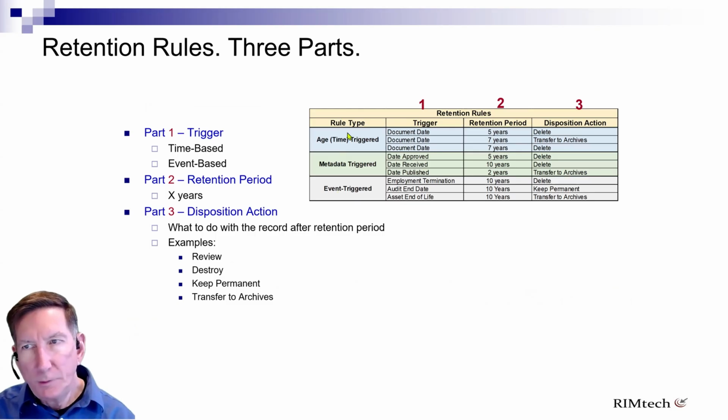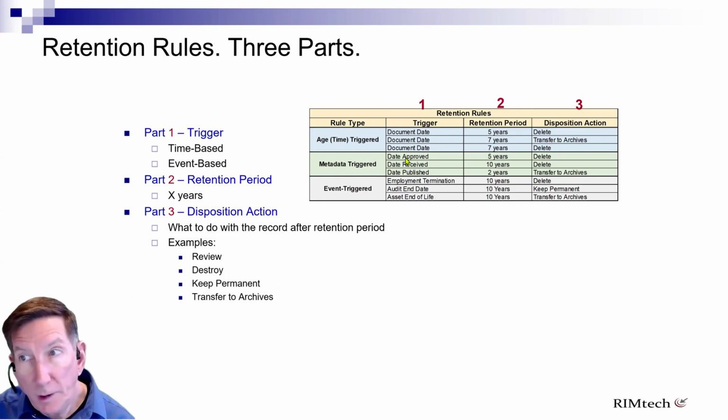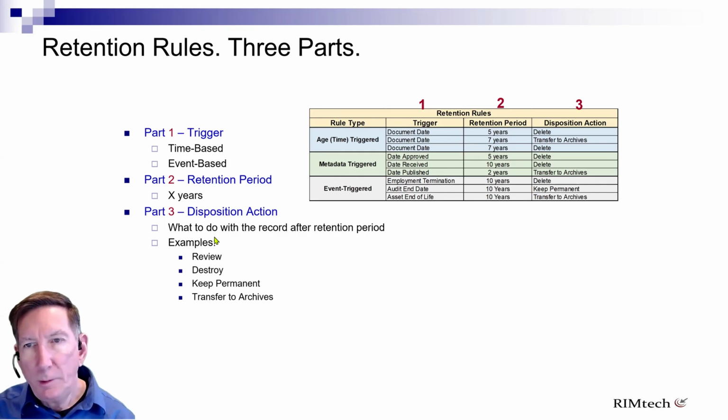They can have different types of triggers. This example here is an age or time-based trigger. So the trigger is the metadata column called document date. The metadata trigger can be any metadata field whatsoever, as long as it's a date field. It can be the date approved, the date received, whatever. And that triggers the retention. And then you have event triggered: the end of the audit, the end of the investigation, the termination of the employment, plus X years and delete. Okay? So you have 3 parts to the retention rule.